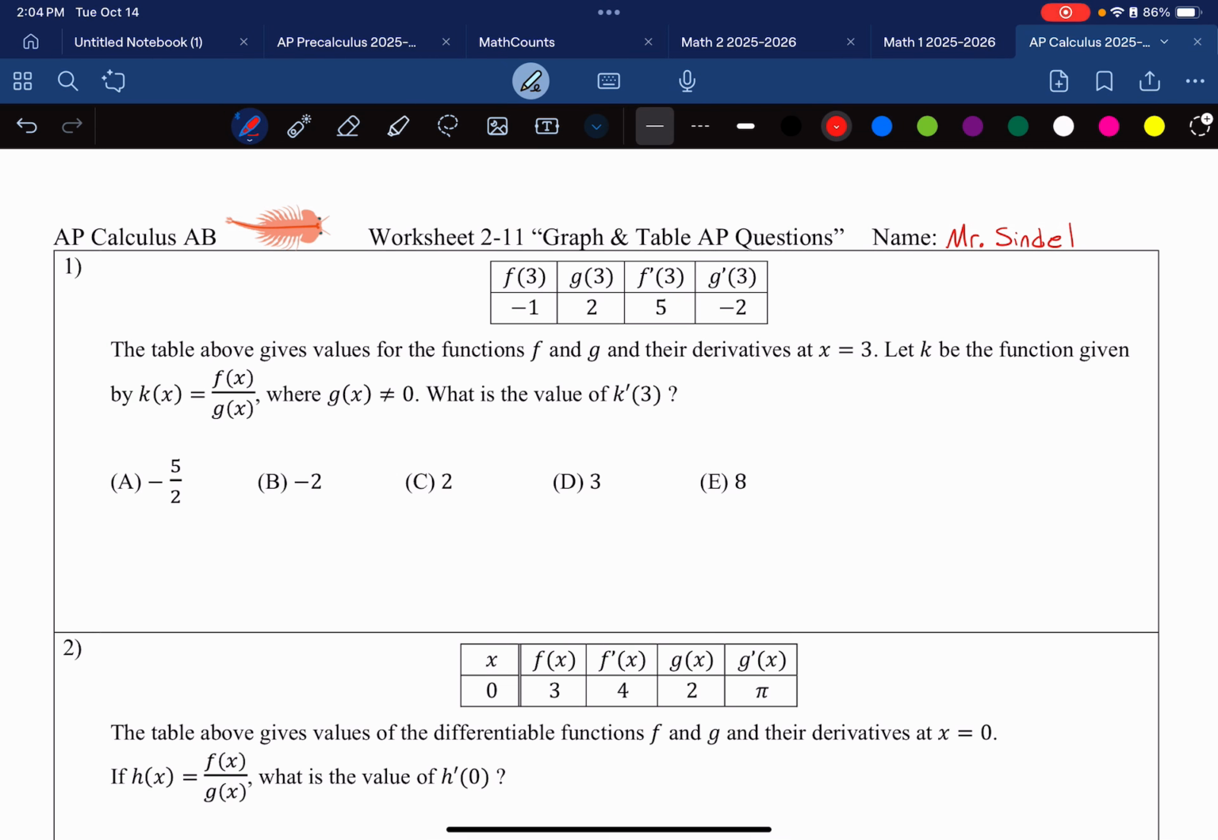This is AP Calculus AB. We are on worksheet 2-11, graph and table AP questions. All right, I'm seeing that there's a table. I'm immediately jumping down to the question. We're looking for K prime.